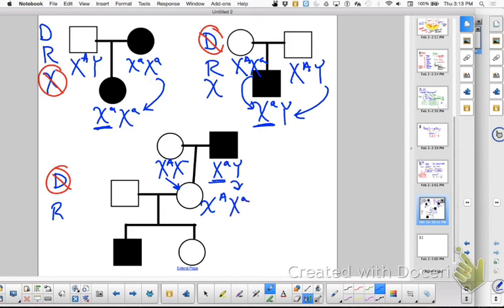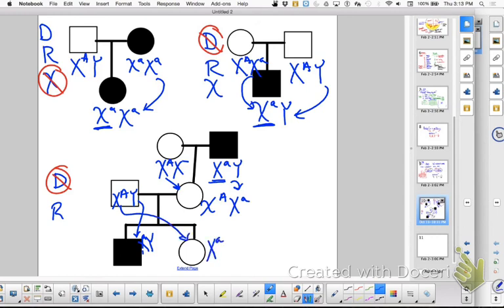She marries a man. He doesn't have the disease. What is he? X big A Y. To his son, he would give the Y. Could the mom give this little a she had from her dad? Yes.